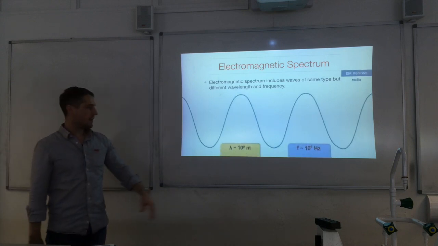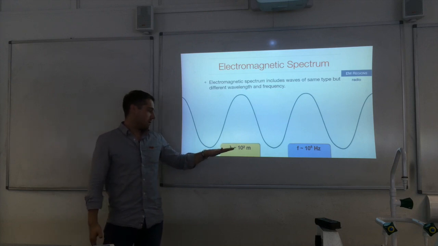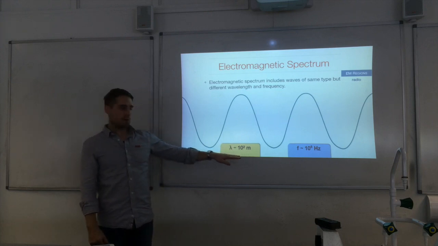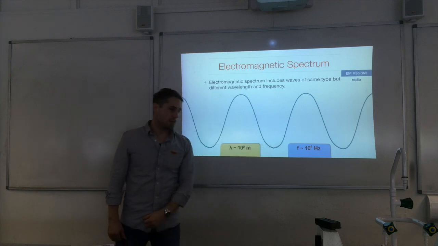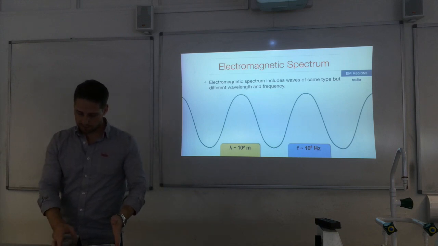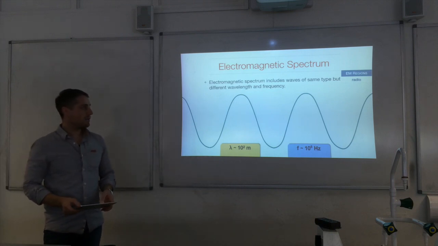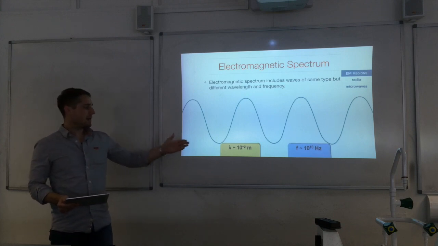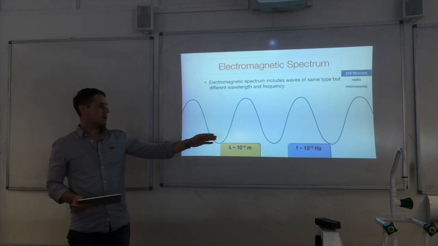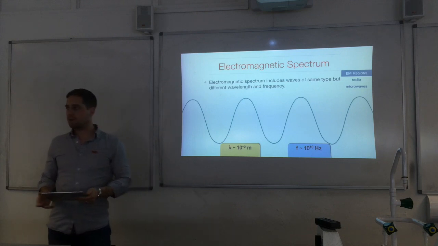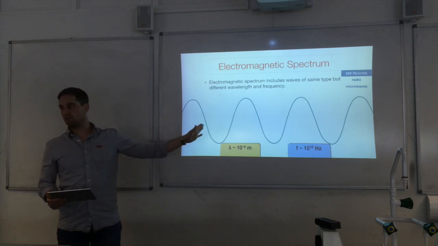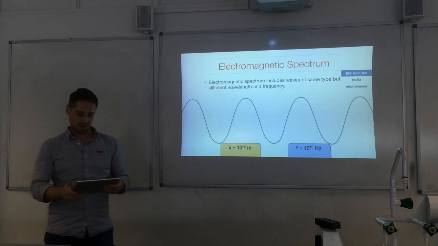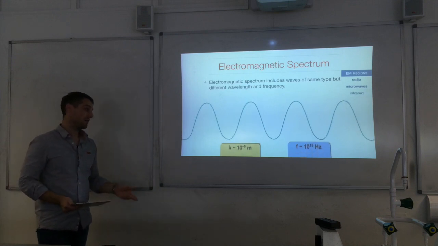They have the longest wavelength. Wavelength, example, 10 to the power of 2 meters. Frequency, 10 to the 6 hertz. So that's radio waves, those are the longest. Then we have microwaves, they're a bit smaller. 10 to the minus 2 meters, and frequency of 10 to the 10 hertz. Okay, so this is not drawn to scale, just indicating that they're getting smaller wavelengths.